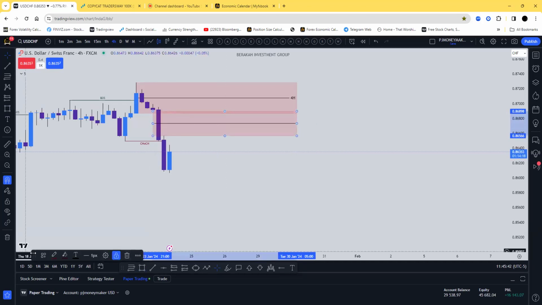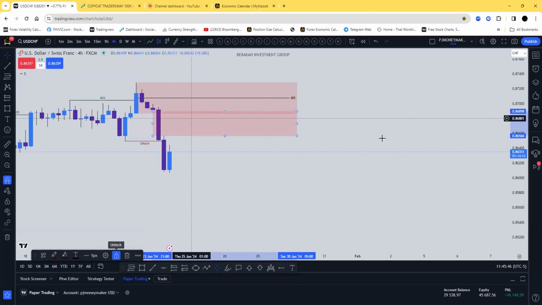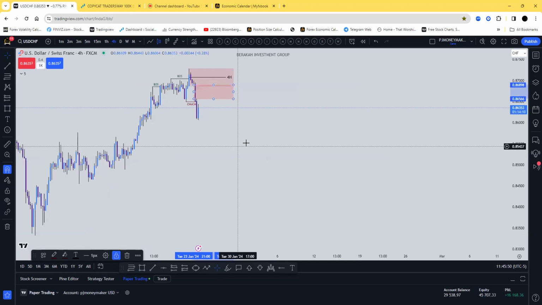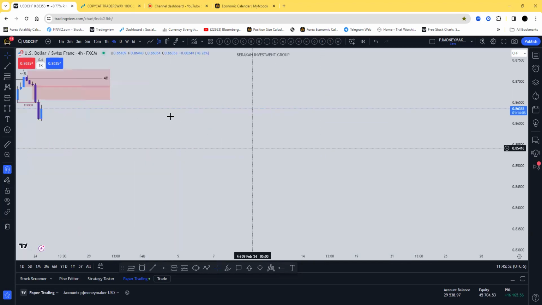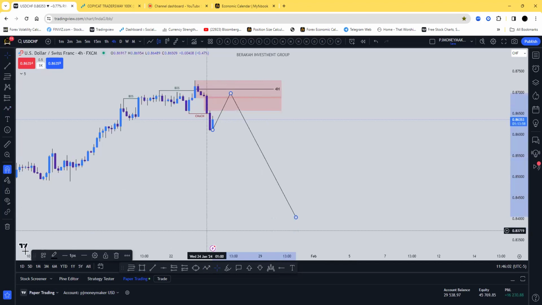Okay, so we put it right here. That's why I love TradingView, fam. I love TradingView because I have everything set up. So what I'm expecting now is for the market to come and touch here and drop. That's exactly what I'm expecting. Okay.